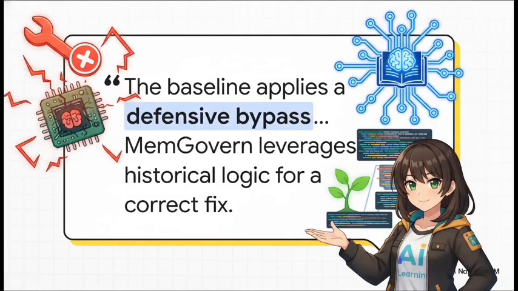The researchers themselves really summarized it perfectly. The standard AI applies a defensive bypass. You can think of that as just a quick patch. But the MemGovern-powered agent uses historical logic to create a semantically correct fix. It's literally the difference between slapping a bandage on a symptom and actually curing the disease.